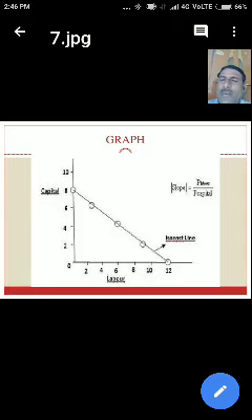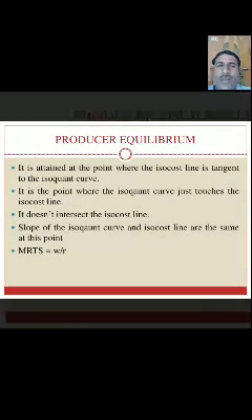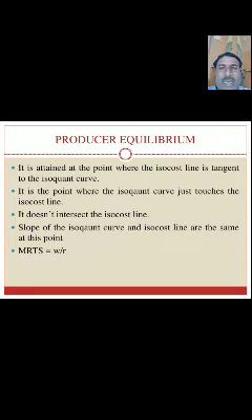The slope of the budget line, the slope of the isocost line, is the price of labor by the price of capital, P of L by P of C. Here, from the producer equilibrium point of view, we have to know both lines, isoquant and isocost.